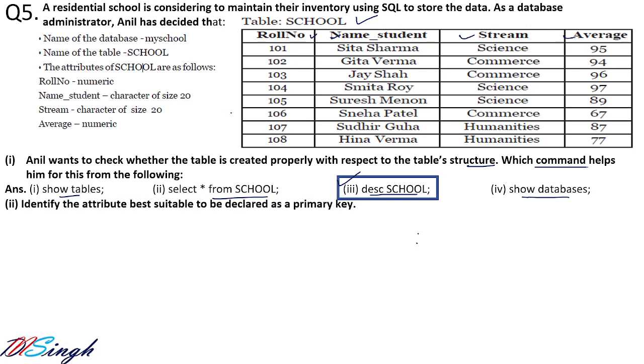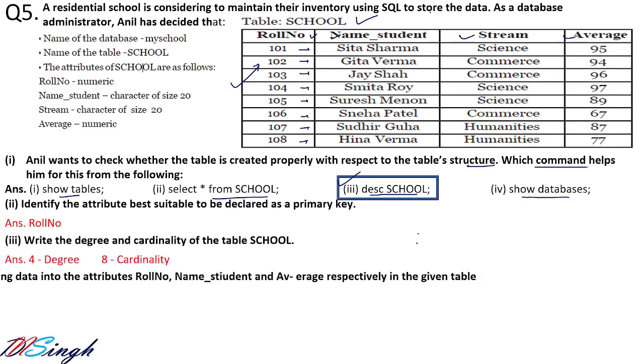Next, identify the attribute best suitable to be declared as primary key. Roll number is best suitable to declare as primary key as it has no null values and no duplication. Next question, write the degree and cardinality of the table. Let us count the data rows: 1, 2, 3, 4, 5, 6, 7, 8. So 8 data rows are there, so the cardinality is 8. And there are 4 columns in this table school, so the degree is 4. Degree is 4, cardinality is 8.